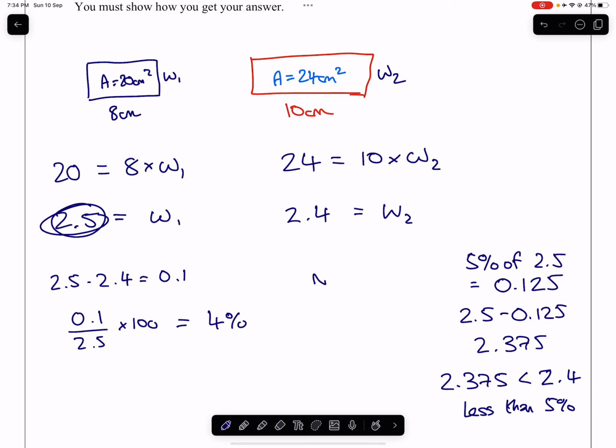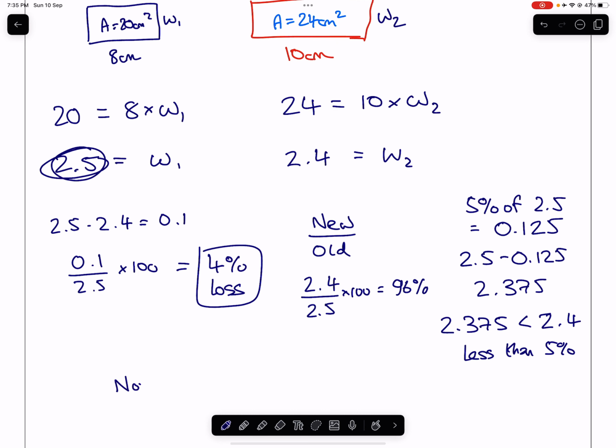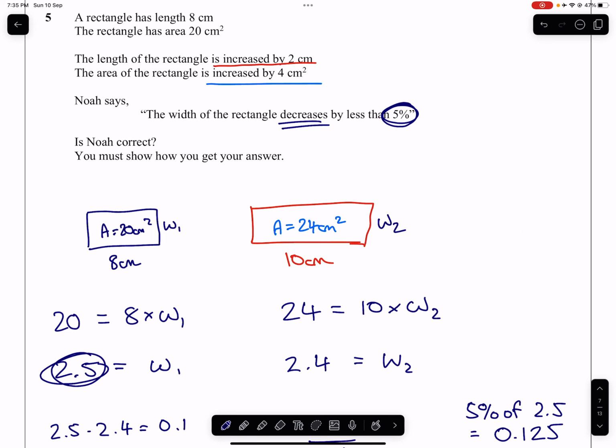Or we could take our new value, which is 2.4, divided by our old value, which is 2.5, and then multiply that by 100 to get our percentage of 96%, which ties in nicely with the 4% loss that we had here. However you choose to do this, Noah ends up being correct, which you'd have to write. Noah is correct because it's a 4% decrease that we have, which is less than the 5% that Noah stated. Done.